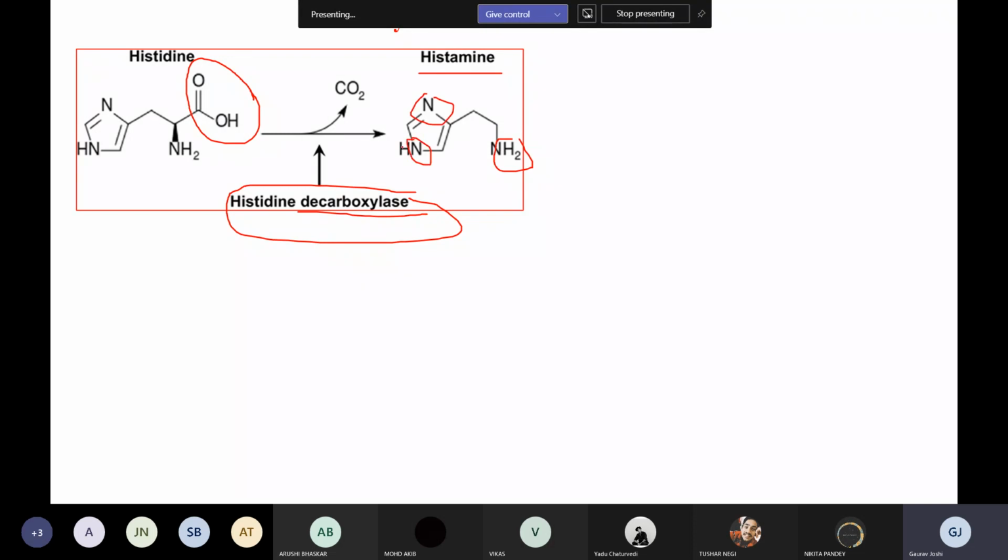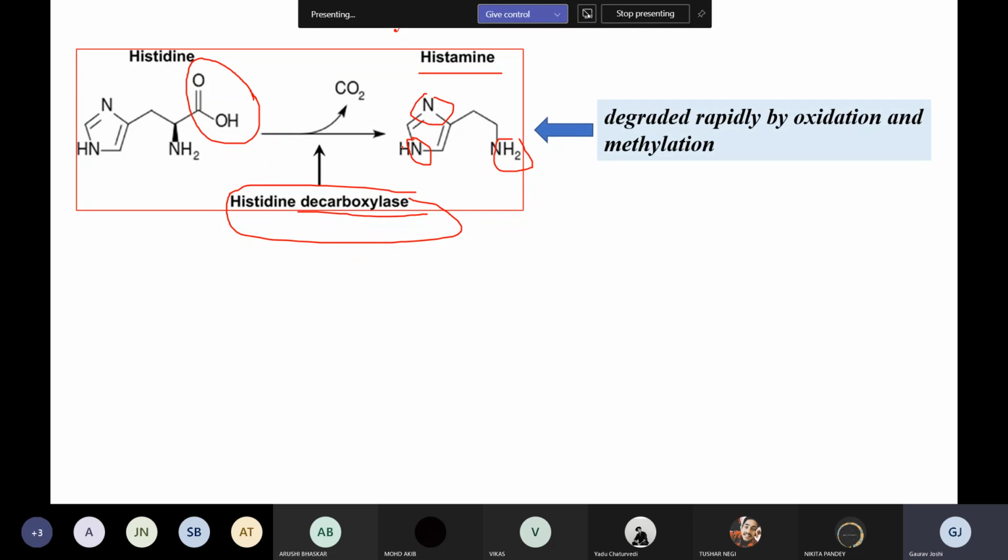But the problem with histamine is that it has a very short life. The inflammation or immune responses are of very short duration. For example, if a bee stings you, or if there is a pollen-type allergy, sneezing or anything, it is very momentary, a very small time. This is because histamine has a very short life. Histamine is degraded by two methods, oxidation and methylation. It is degraded rapidly, so histamine does not have a long half-life.